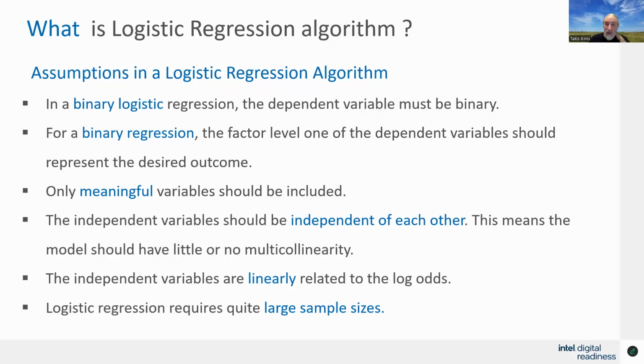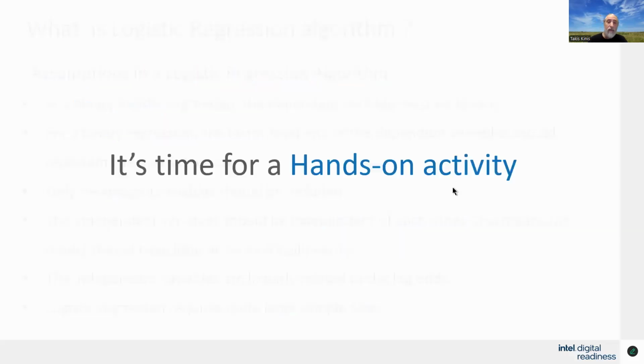The independent variables should be independent. They really shouldn't cross pollute each other, right? So in other words, if I change one, it's not changing the other. And they're linearly related to the log odds. So in other words, the potential of it. And the thing about this, though, is it requires very, very large sample sizes in order to work, right?